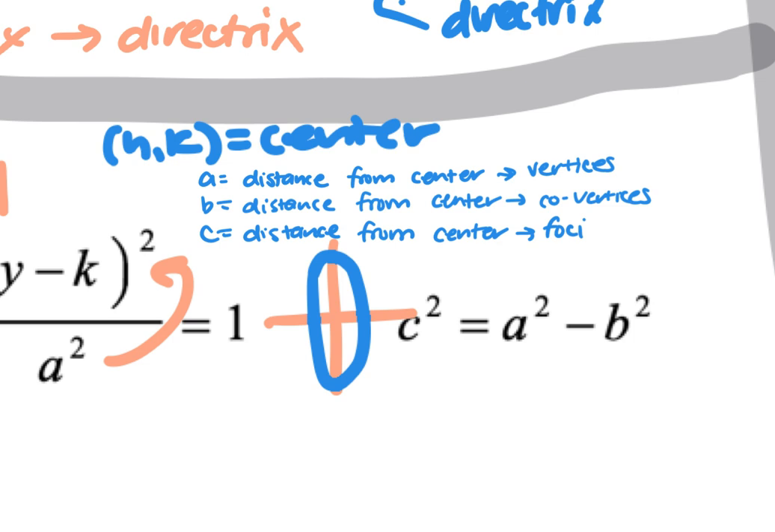You're welcome. For ellipses, the relationship between those three letters is c squared equals a squared minus b squared. Remember that the sign in between the a and the b is opposite the sign of your standard equation. So because it's an ellipse, it was positive. The c squared relationship is minus.